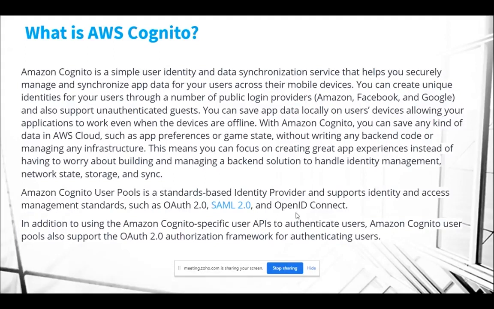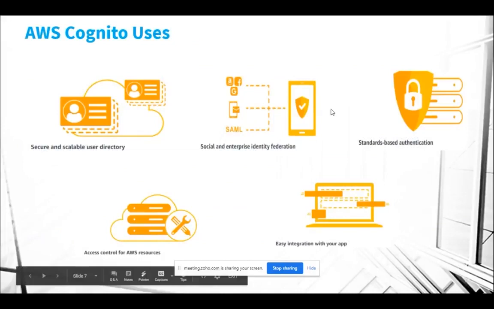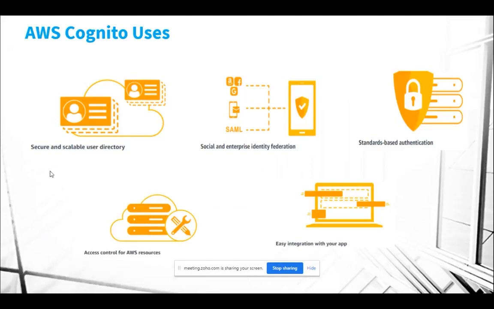So using AWS Cognito, you can achieve client management as well as identity management. As I mentioned, it supports various grant types: client credentials, authorization code, and the implicit grant. Okay, so these are the various use cases where you can use AWS Cognito. Basically, if you want a secure and scalable user directory, you can use it there. It can also be used if you want to integrate with any third party.